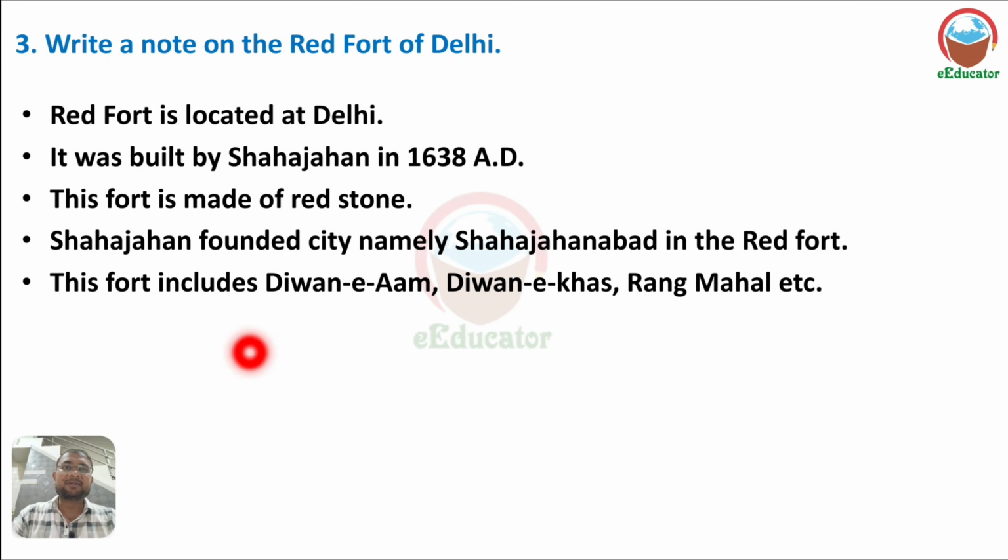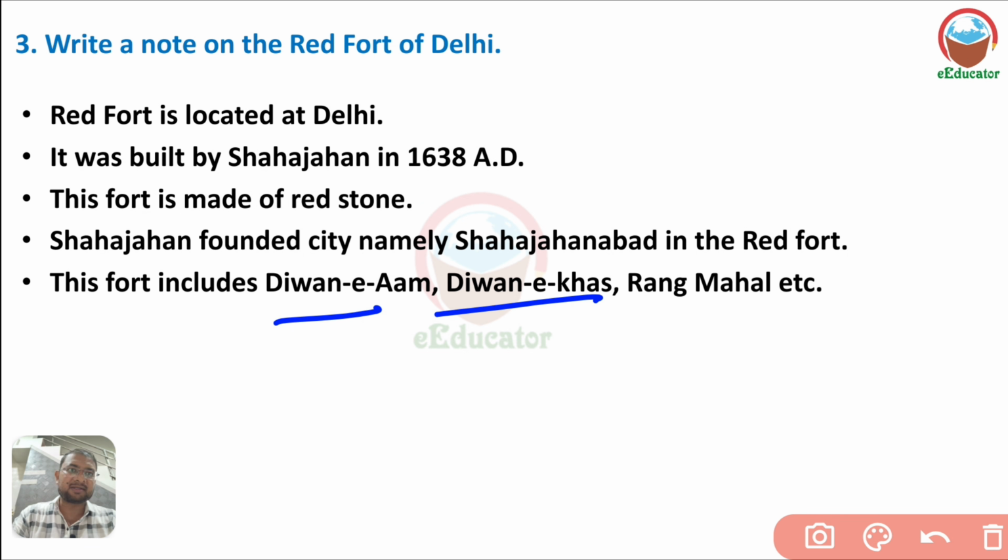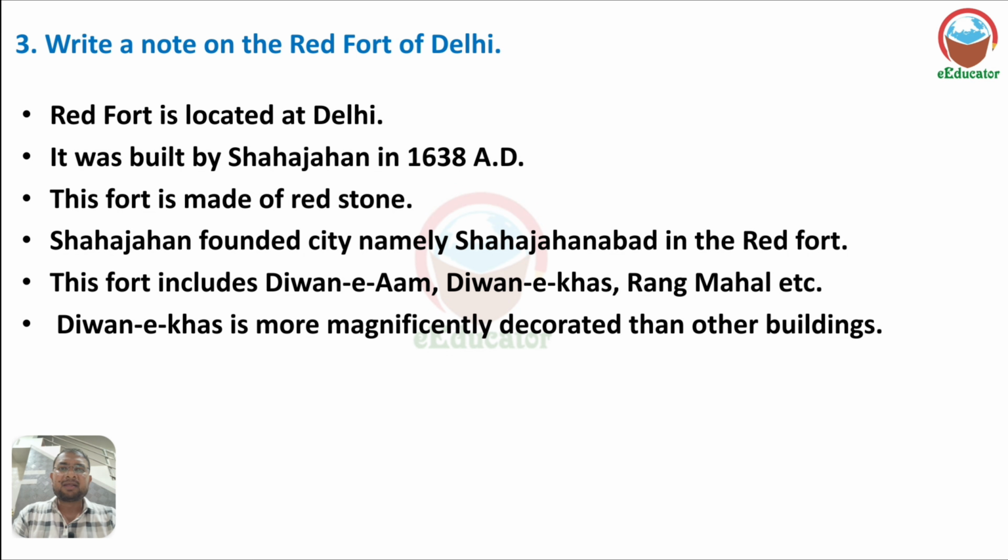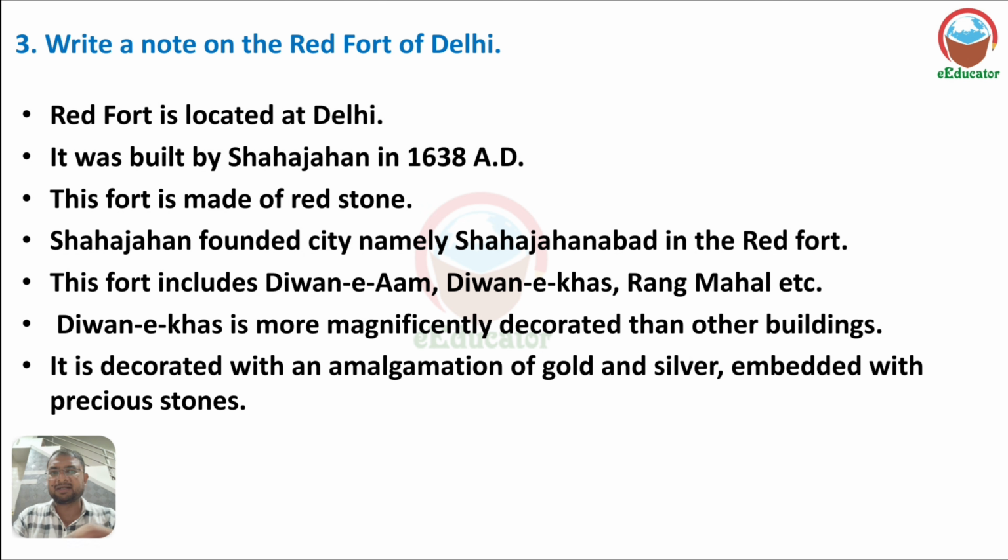This fort includes Diwan-e-Am, Diwan-e-Khas, Rang Mahal. These are the different parts of the Red Fort. Red Fort के अंदर जो राजा और उनके मिनिस्टर्स के साथ जो मीटिंग रहती थी उसको दीवाने खास बोला जाता था. और जो राजा रहता था, किंग रहता और उसके कॉमन लोगों के पास मीटिंग चलता था वो सब डिस्कशन के लिए उसको दीवाने आम जाना जाता था. रंग महल. Diwan-e-Khas is more magnificently decorated than other buildings. So comparing the other buildings, Diwan-e-Khas is more magnificent and decorated.